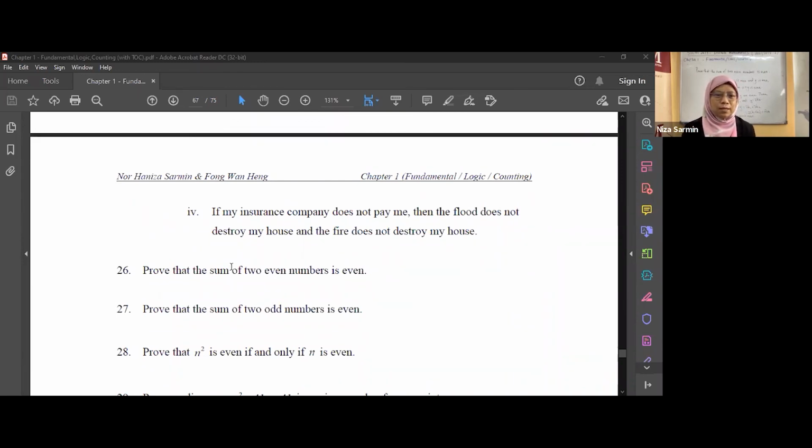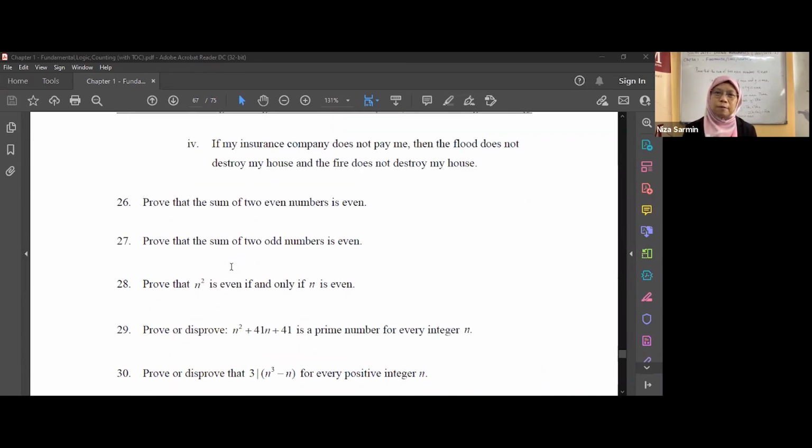I did 28 somehow. You had to show it by contrapositive for 28. Okay, you cannot show it by the direct method. Contrapositive or by counter, what? Not counterexample, by contradiction. Yeah, number 28. Okay. 29.